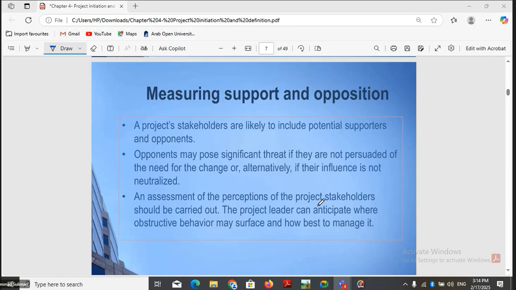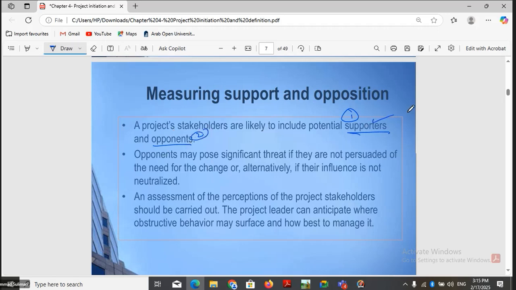Now, measuring support and opposition. Some of the project stakeholders are likely to support the project. So they are the supporters, and some stakeholders may oppose the project. They may not want this project. So they are called opponents. So we may have stakeholders who are supporters and others who are opponents. One type is supporters, the other type is opponents.